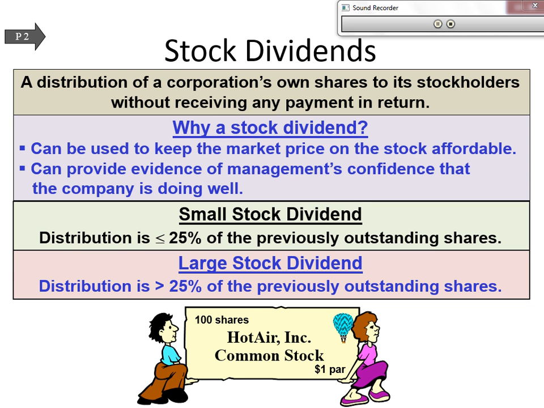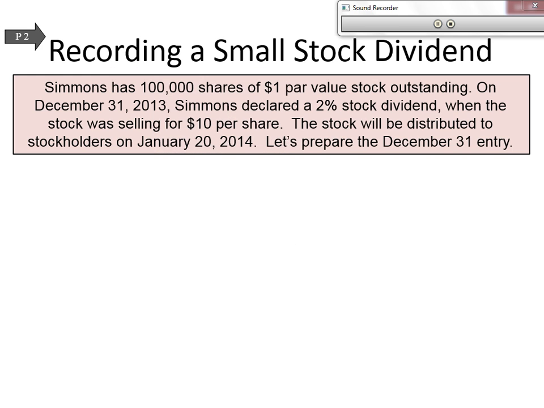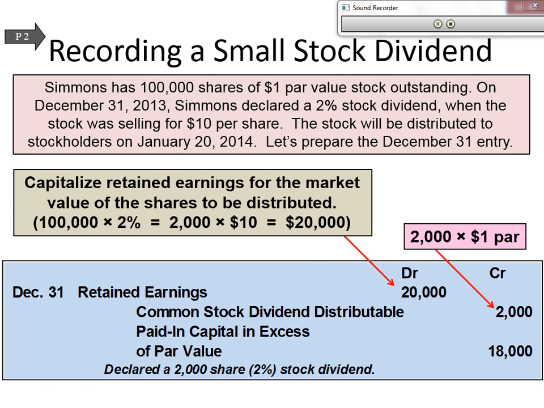Small stock, small. Less than or equal to 25% of previously outstanding shares. Large stock would be greater than 25% of previously outstanding shares. So here's a small stock dividend. They have those 100,000 shares at $1 per share. So they have declared a 2% stock dividend, and they're selling that for what?